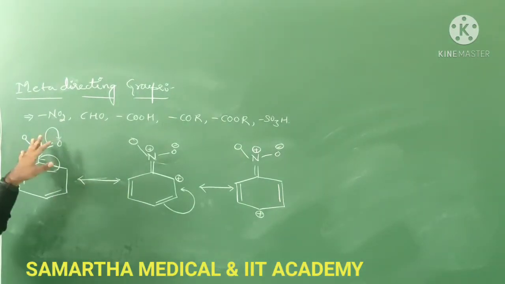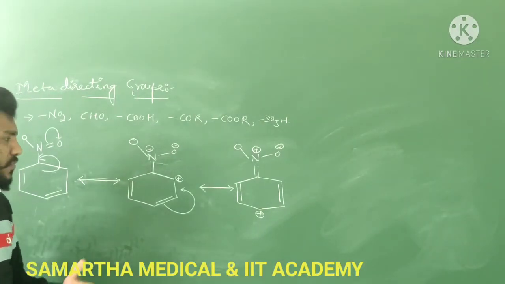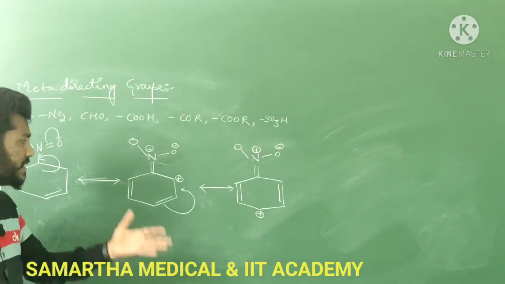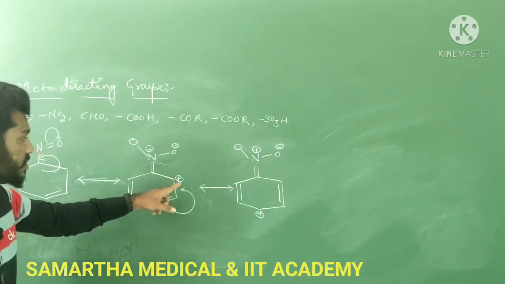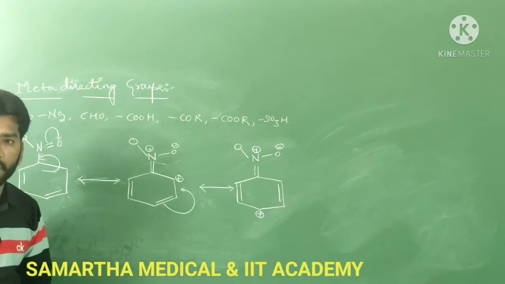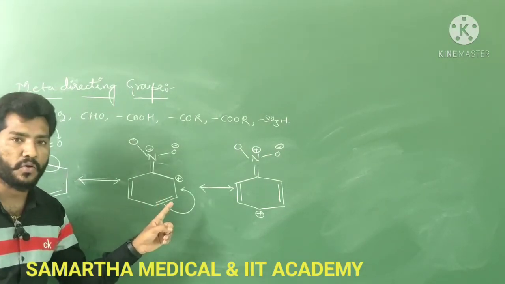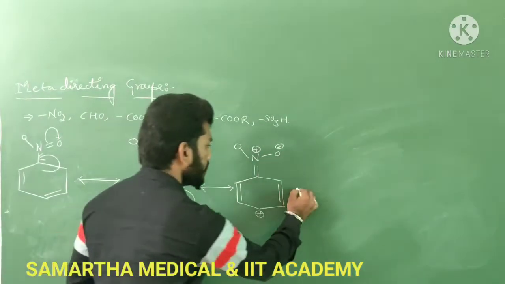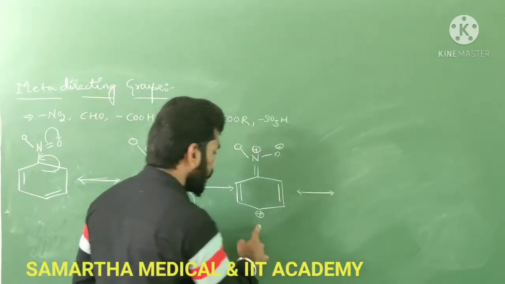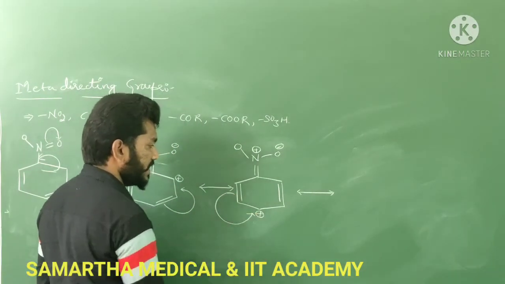Why do we call such a group meta directing? Meta directing means we couldn't find a positive charge at the meta position, but rather we get the positive charge at ortho as well as para itself. Okay, so at the meta position the electron density is somewhat more as compared to ortho as well as para, isn't it? Okay, so in order to neutralize this particular carbon atom, the bonded pair of electrons has to shift over here.